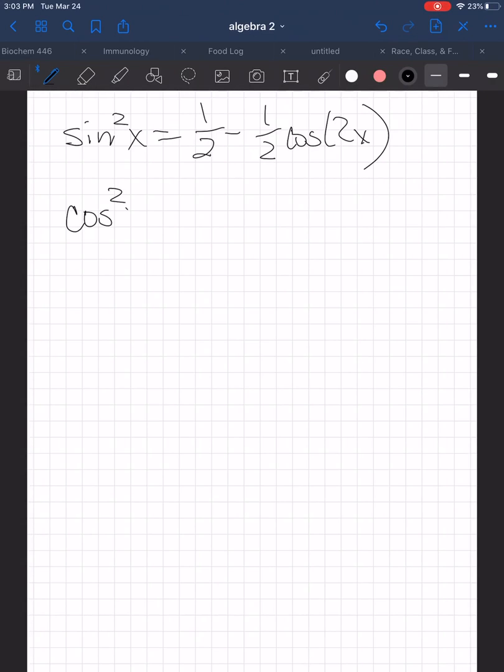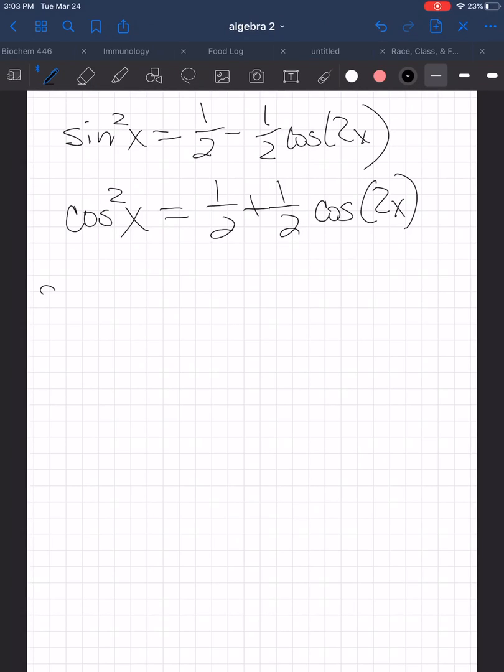So if you look at the top of page 426, you will need to remember these two identities. Sine squared of x is equal to 1/2 minus 1/2 cosine of 2x. And cosine squared of x, by the way, that's a typo in your book. It says sine squared again. It's cosine squared, is 1/2 plus 1/2 cosine of 2x. So we're going to be using these a lot today.